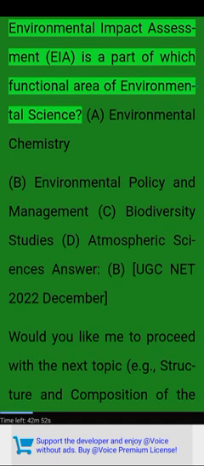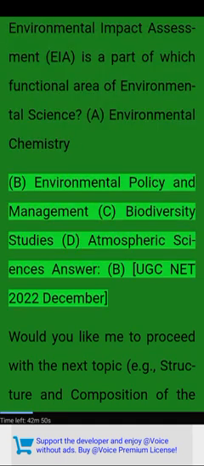Environmental impact assessment (EIA) is a part of which functional area of environmental science? A. Environmental chemistry. B. Environmental policy and management. C. Biodiversity studies. D. Atmospheric sciences. Answer. B. UGC NET 2022 December.